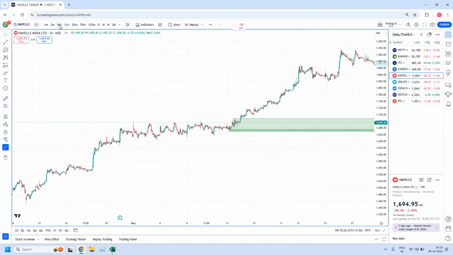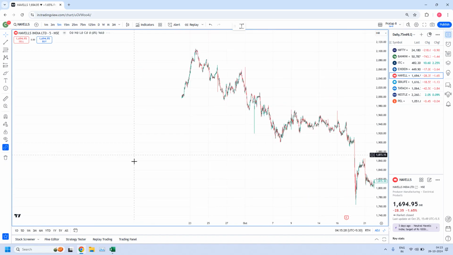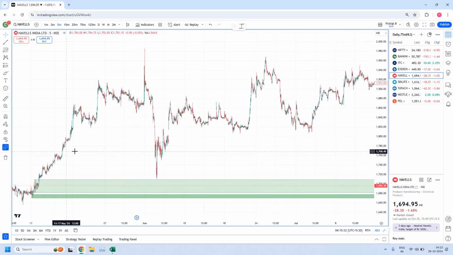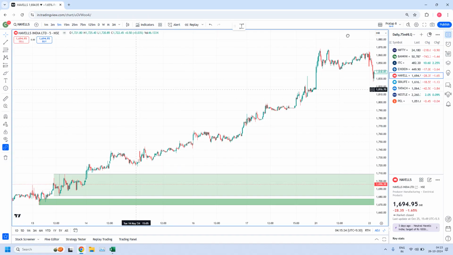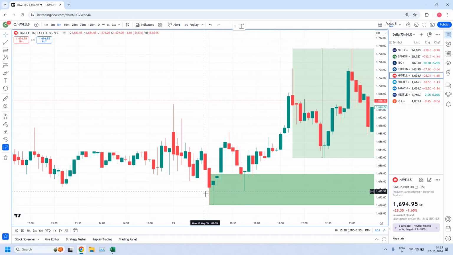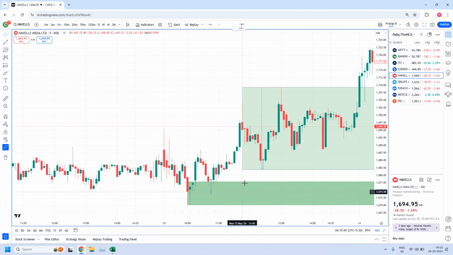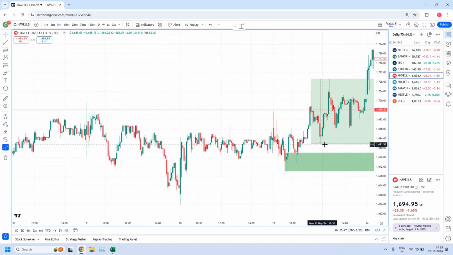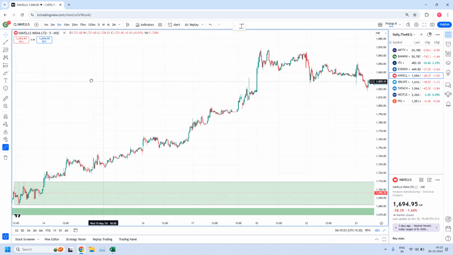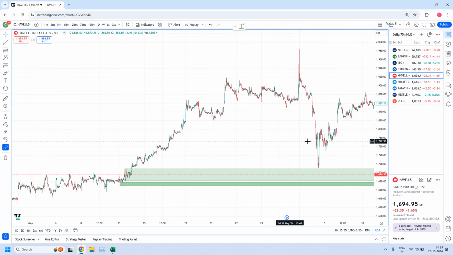Now let me go to the 5 minutes time frame. In the 5 minutes time frame, here you have a drop base rally. Again prices came and picked up the orders. This will be acting as a bear trap because it is there just below the high liquidity zone. There are higher chances it may work. This may act as a bear trap.